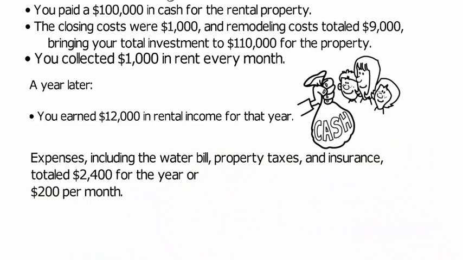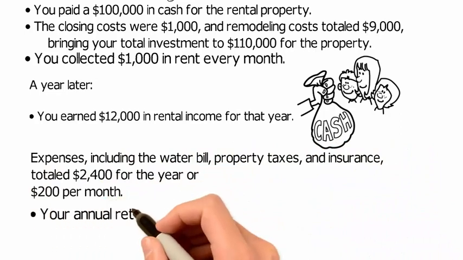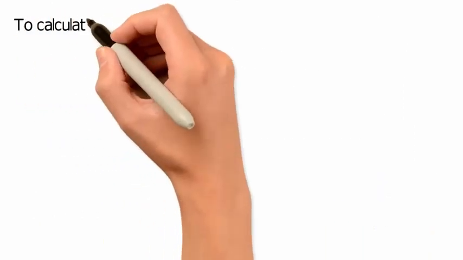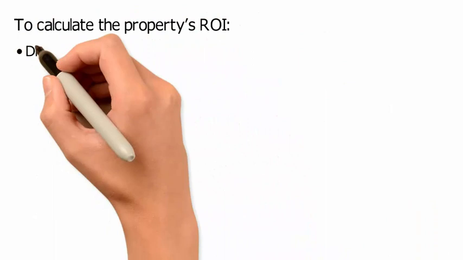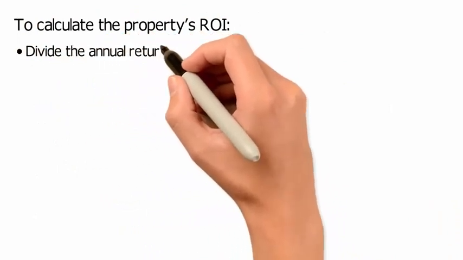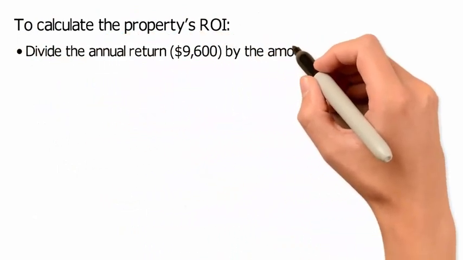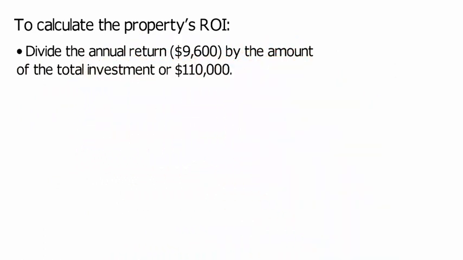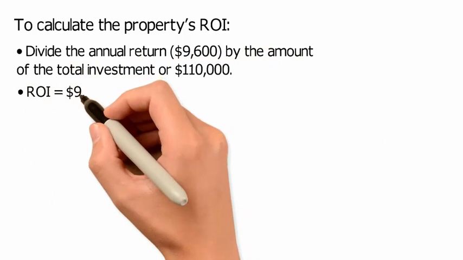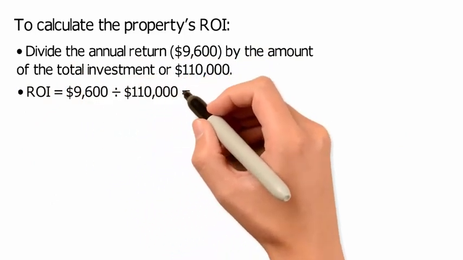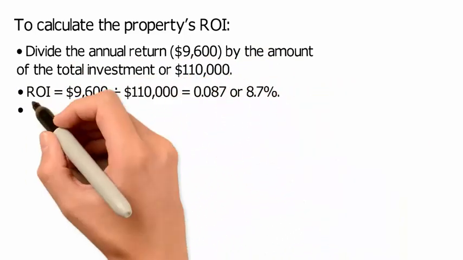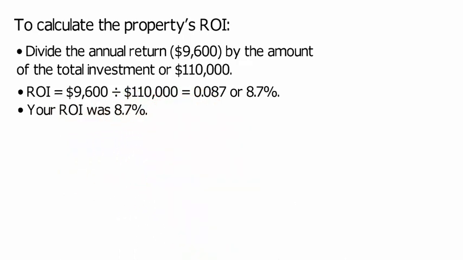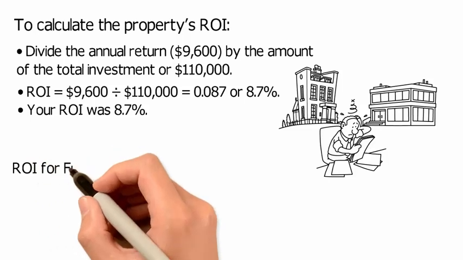Your annual return was $9,600. To calculate the property's ROI, divide the annual return, $9,600, by the amount of the total investment, or $110,000. ROI equals $9,600 divided by $110,000 equals 0.087 or 8.7%. Your ROI was 8.7%.